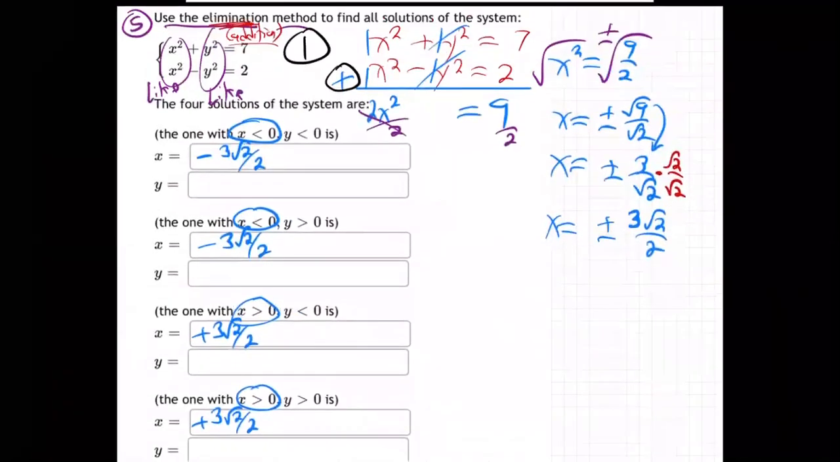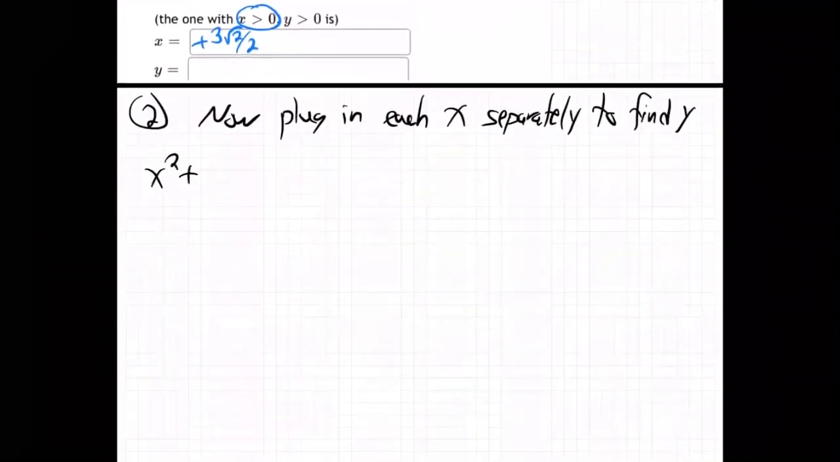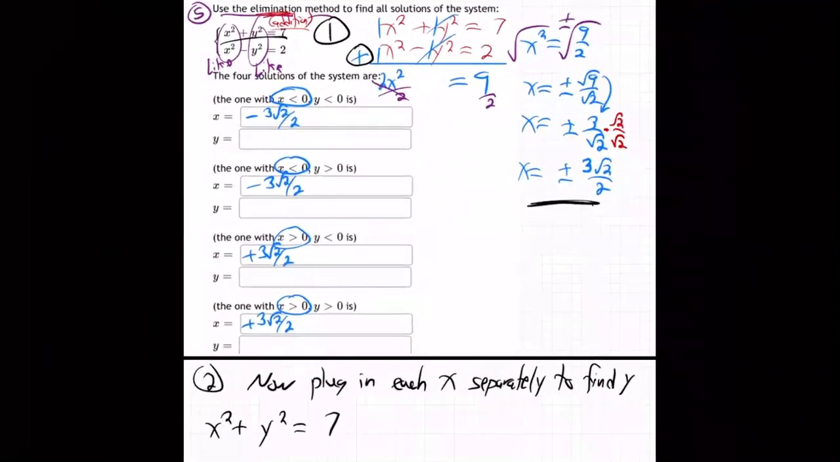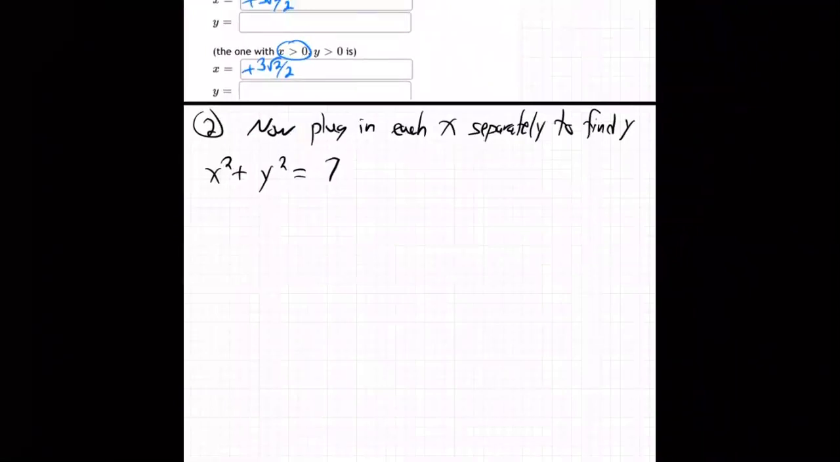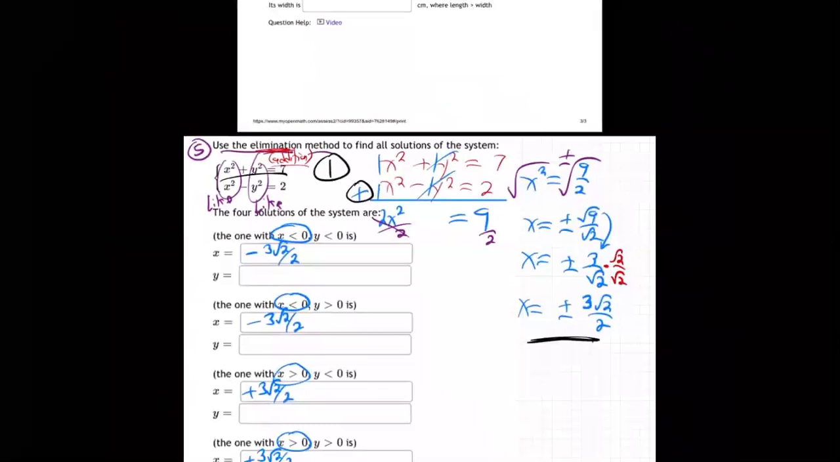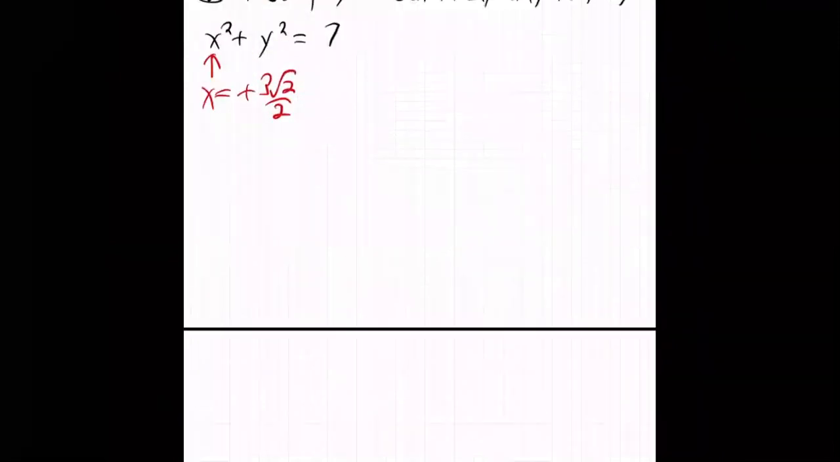So I'm going to grab the first equation, x squared plus y squared is 7. And I'm going to plug in the first x, positive 3 square root of 2 over 2. Oh, and by the way, you could have plugged into the bottom equation. It doesn't matter. You can grab the first one or the second one. It'll work the same either way. All right, so I'm going to plug that one in, see what happens here.